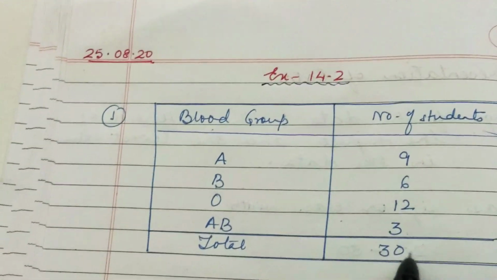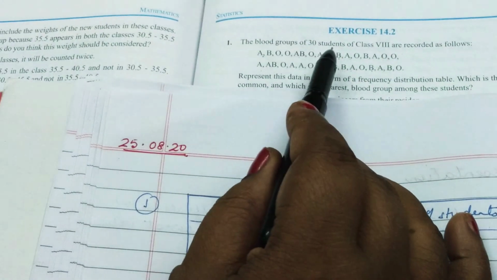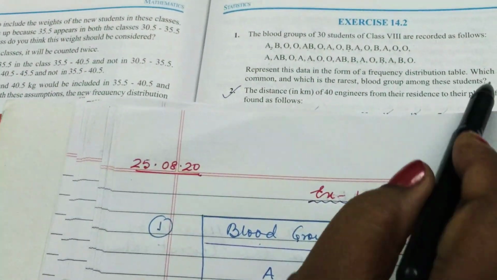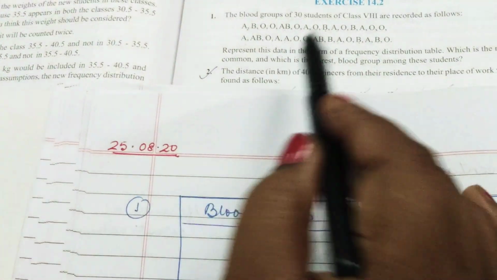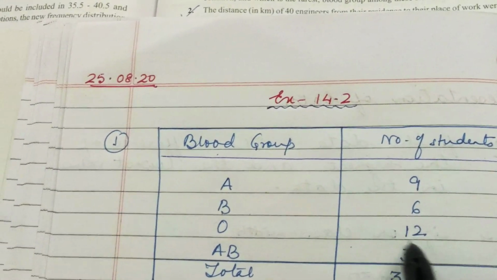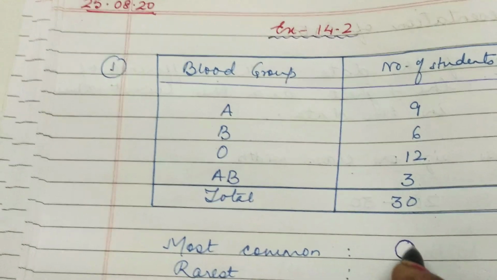So when you add them, we are getting 30. So how many students were there? It is 30 only. Now the next question is, which is the most common? So you find out the frequency. Which is the highest frequency? 12. So the most common blood group is O.